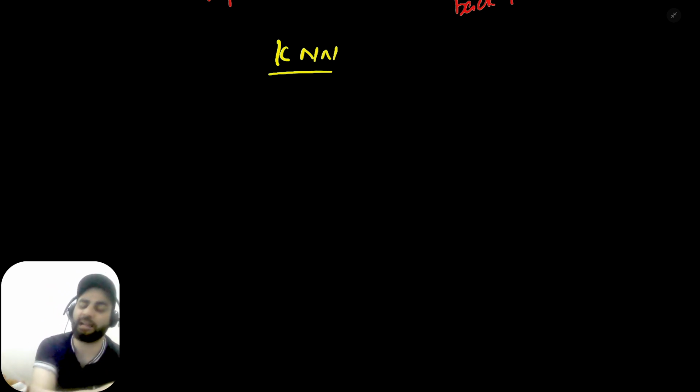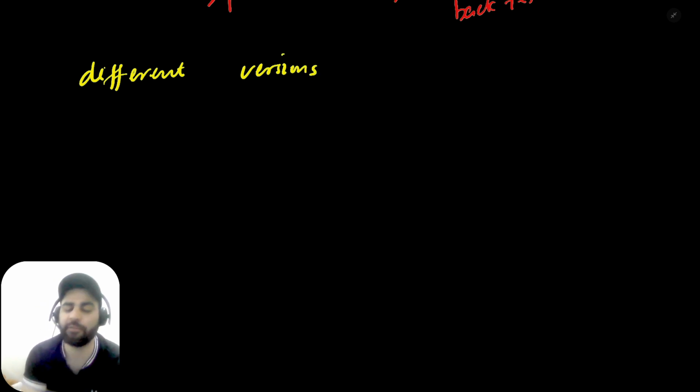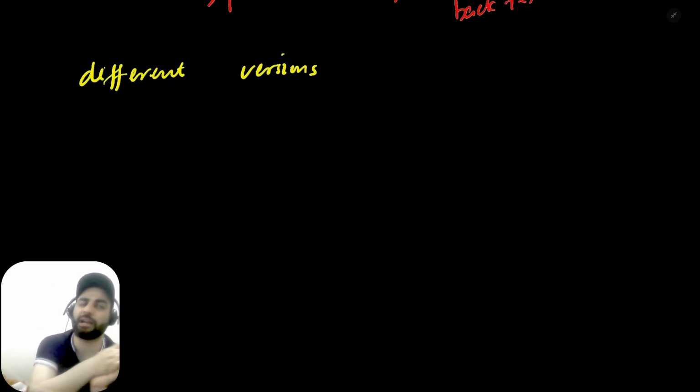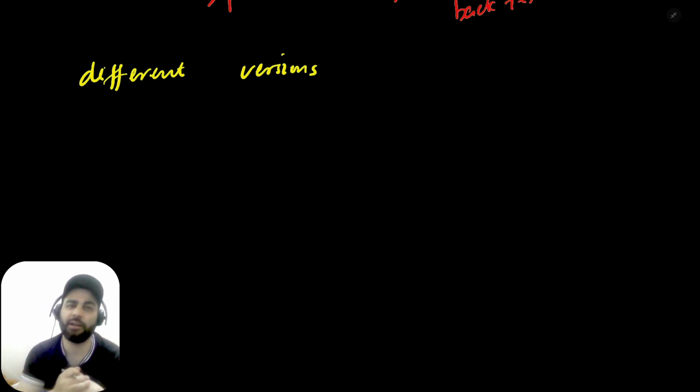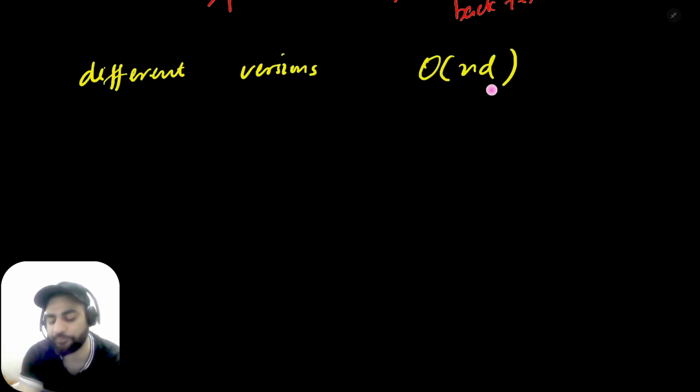Now you know the KNN algorithm, and in the next session I'll tell you about different versions of KNN. If you remember, a couple of sessions ago we read about KNN, and the problem was that it was time consuming and space consuming. I think the complexity was order ND for both time and space complexity.